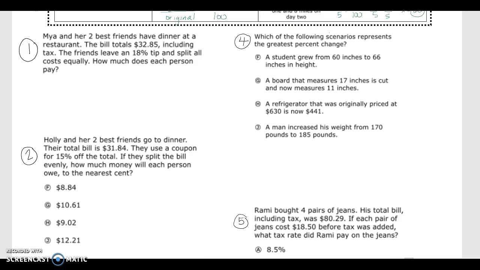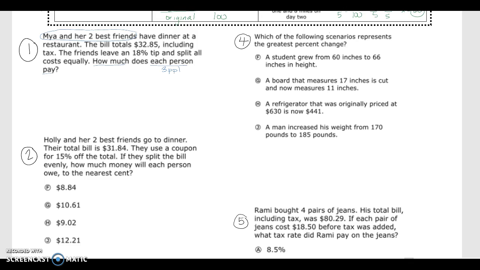Okay, so I'm going to help you get these first 5 problems started, and then you'll do the second page on your own. So number 1 says Maya and her 2 best friends have dinner at a restaurant. The bill totals $32.85, including tax. They leave an 18% tip and split all costs evenly. How much does each person pay? All right, how many people are we talking about? Maya and her 2 best friends. So we're talking about 3 people.